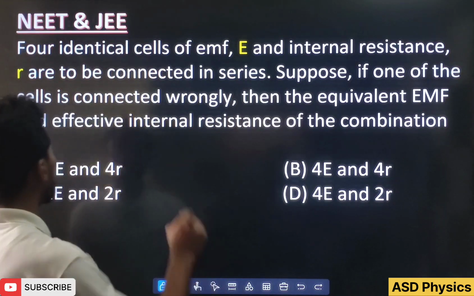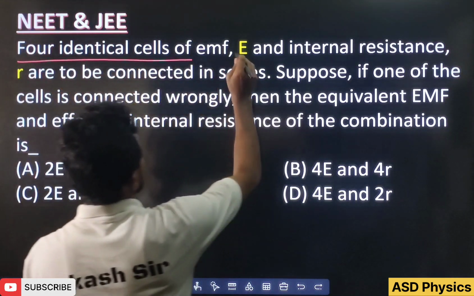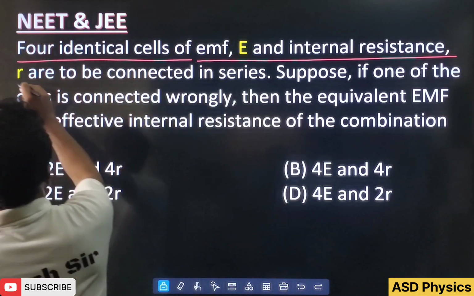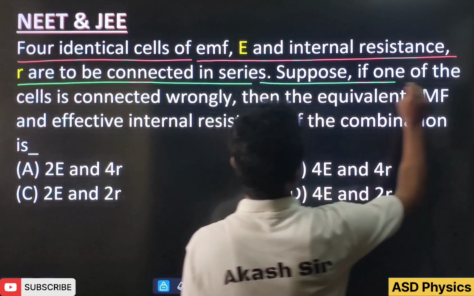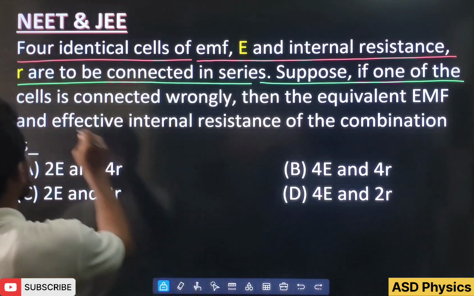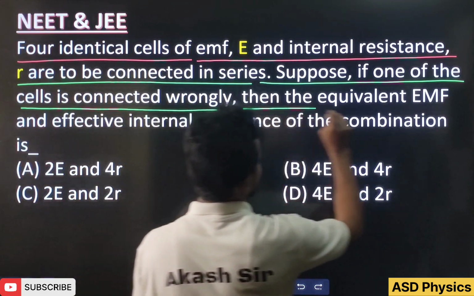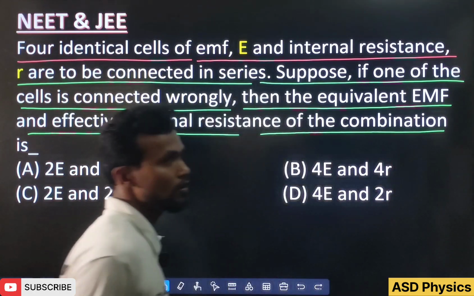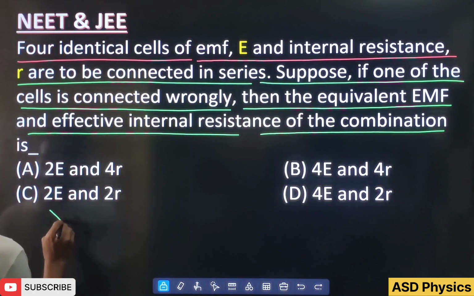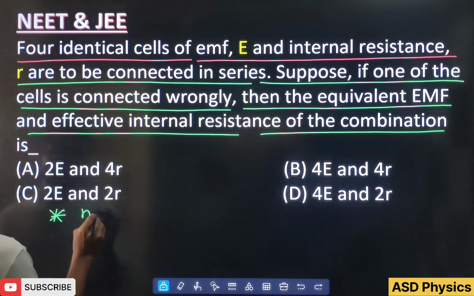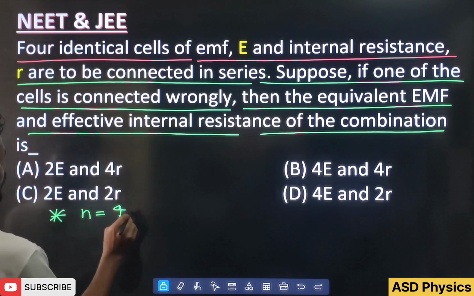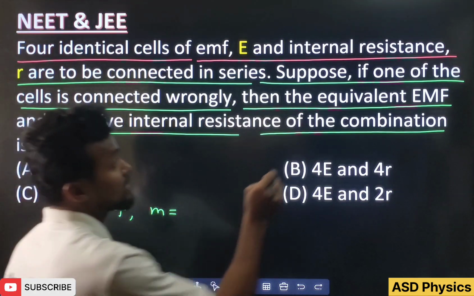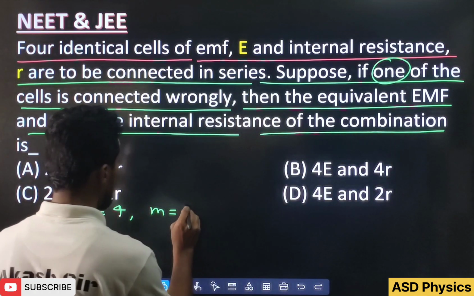Great. Now see, students, 4 identical cells of EMF E and internal resistance small r are to be connected in series. Suppose one of the cells is connected wrongly, then what is the equivalent EMF and effective internal resistance of the combination? Here I have given you the formula, (N minus 2M) into E. N is how much? Total number of cells, 4. M is how much? How many cells are connected in wrong polarity? Only one cell. So M is 1.